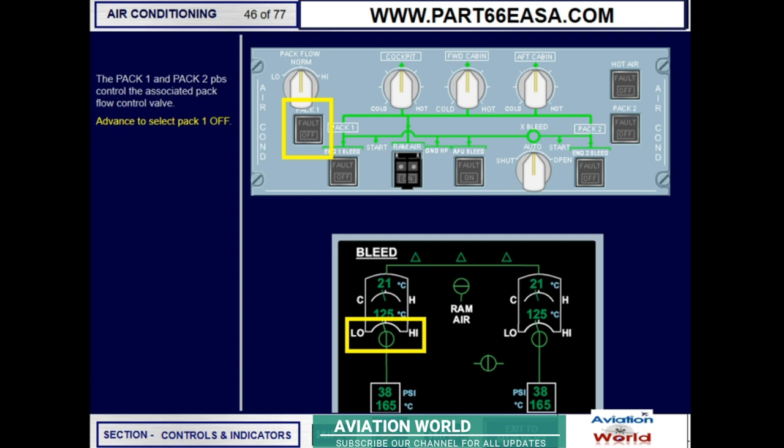The PAC 1 and PAC 2 push buttons control the associated PAC flow control valve. Advance to select PAC 1 off. PAC 1 is now off and the valve is indicated closed.